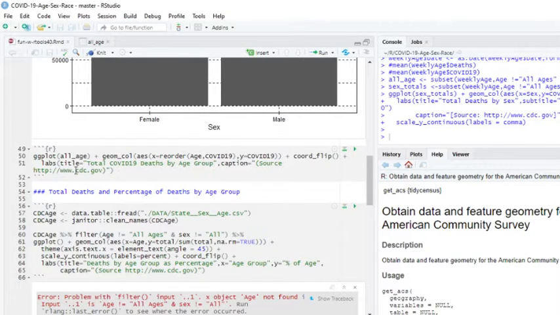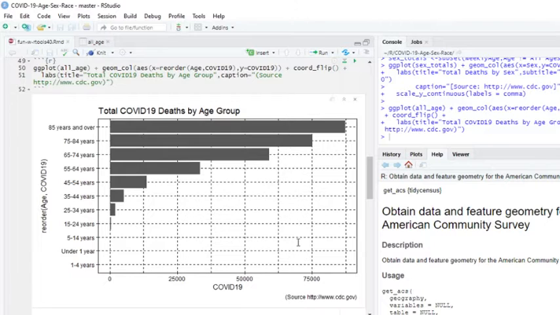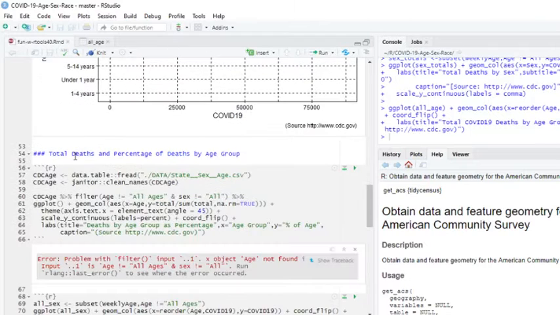So now let's take a look at total COVID-19 deaths by age group. Okay. So again, you can see the 85 and over still appears to have the largest number of deaths. But the question is, what about the last week, or last 14 days, or last 30 days? Is that still true? But you can also see here the numbers under 25 pretty much dropped to nothing. Okay. Now it's total deaths and percentage of deaths by age groups.